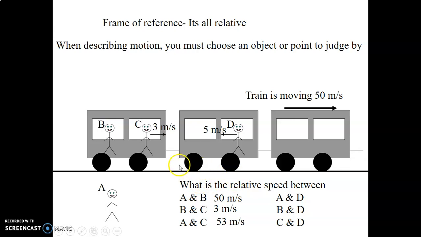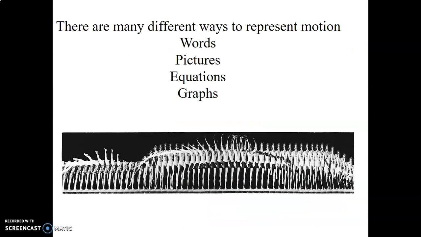If we look at the relative speed between person A and person D, this person is walking backwards on the train against the 50 meters per second, so their relative speed is going to be 45 meters per second. Between person B and person D, it's just going to be 5 meters per second. And between person C and person D, which is it going to be? Think about it. Is it going to be 2 or is it going to be 8? It's going to be 8 because they're moving towards each other, so those velocities add up.